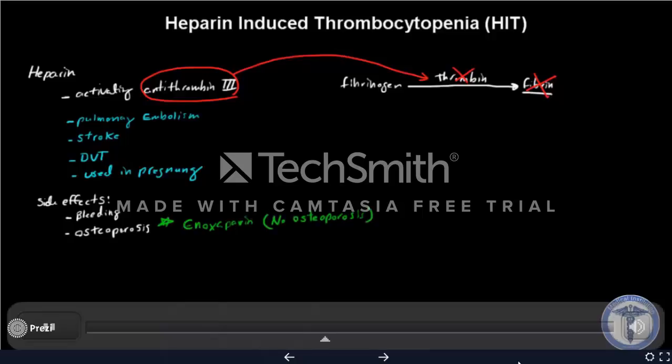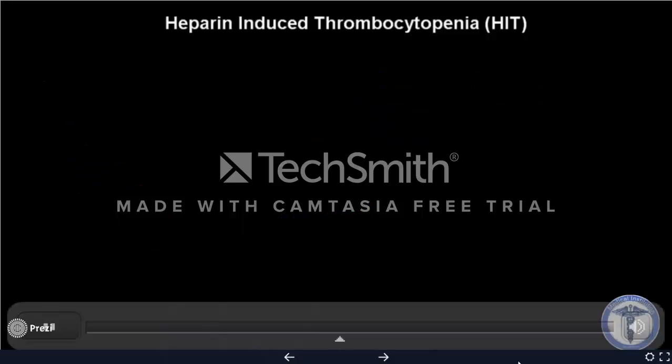And lastly, another important side effect is heparin-induced thrombocytopenia, which we're going to talk about now. If someone receiving heparin develops a new or a worsening thrombosis, or if their platelet count falls, we can assume heparin-induced thrombocytopenia. And here's why.